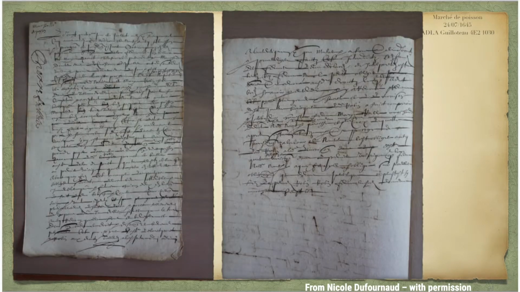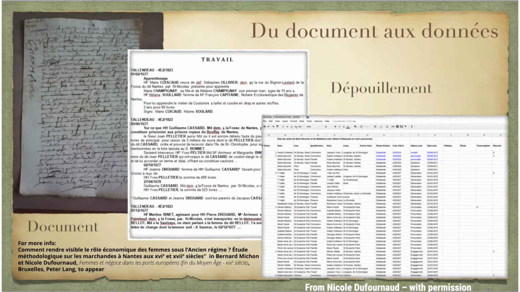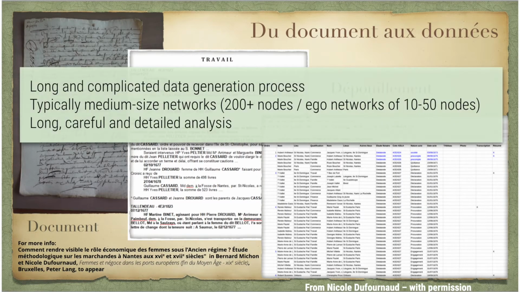But first, this is an example of a legal document of the 17th century. The historian needs to extract the information and process it to be able to have a clean dataset that can be used by computer tools. As you can imagine, this is a long and complicated process that produces medium-sized networks of about 200 nodes. After that, the historian performs a long, careful, and detailed analysis on this dataset.